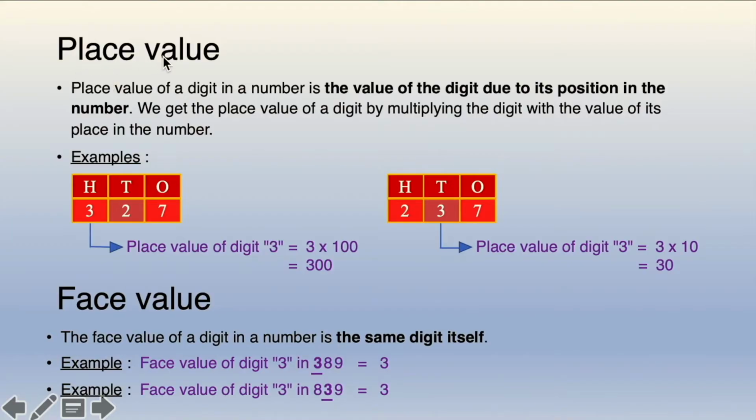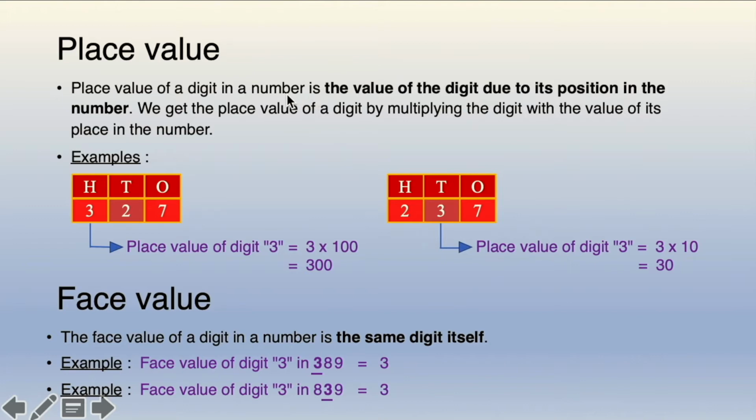Now, place value. Place value of a digit in a number is the value of the digit due to its position in the number. We get the place value of a digit by multiplying the digit with the value of its place in the number. So, the place value of any digit in a number is always dependent on the position of the digit in the number.